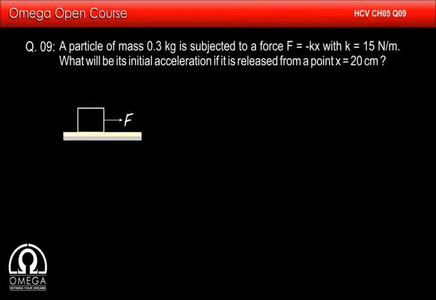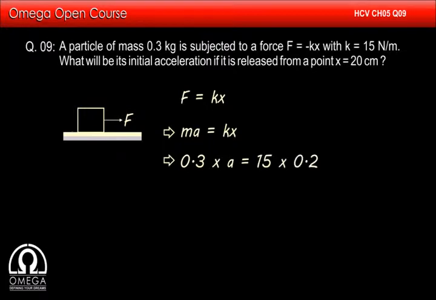Magnitude of net force on the particle is k into x. Since, as per Newton's second law, net force is equal to mass into acceleration, ma is equal to kx. Putting the values, we get 0.3 into a is equal to 50 into 0.2, or a is equal to 10 meter per second square. This is our answer.